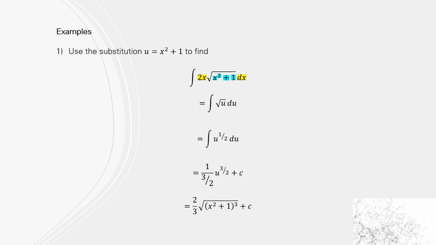We know that we write the square root of u as u to the power of a half. So that becomes u to the 3 on 2, and out the front is 1 over 3 on 2. And then replace the u with the substitution, which was x squared plus 1. So you get 2/3 square root of x squared plus 1 cubed plus the c value.